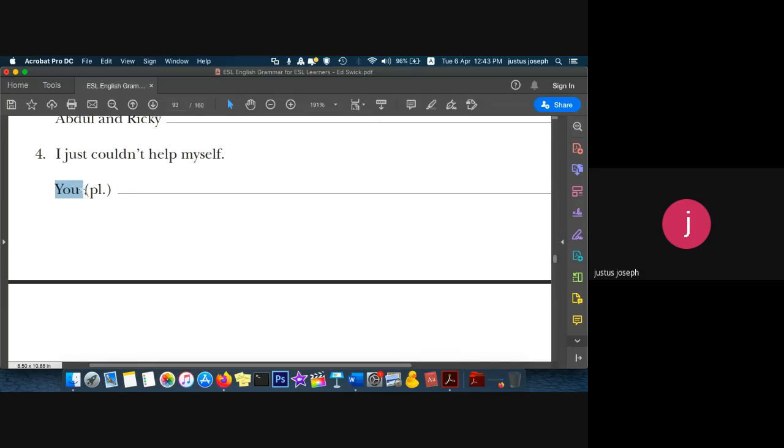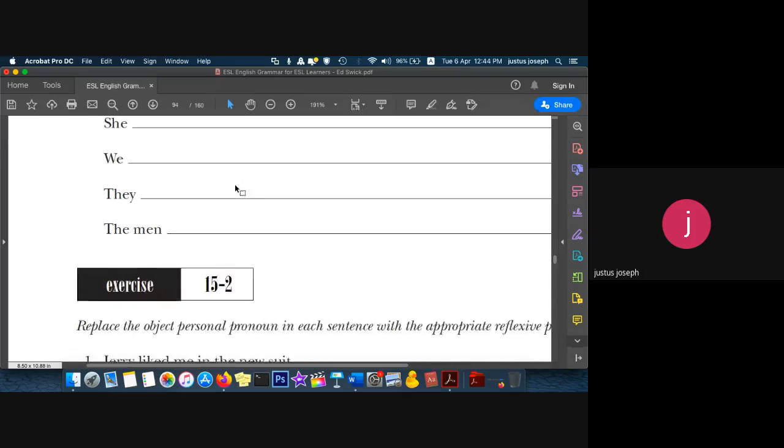Try and use you in the plural form and change this sentence. I just couldn't help myself. You just couldn't help yourselves. In the plural form, yourselves. Okay.